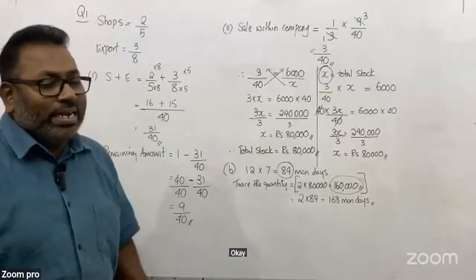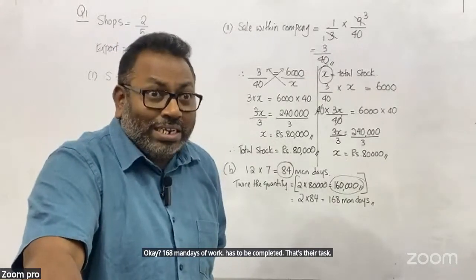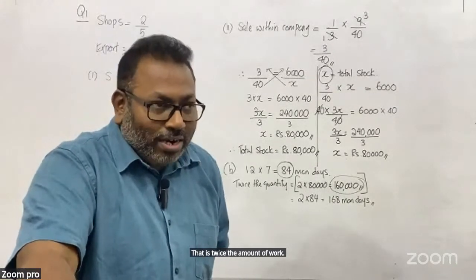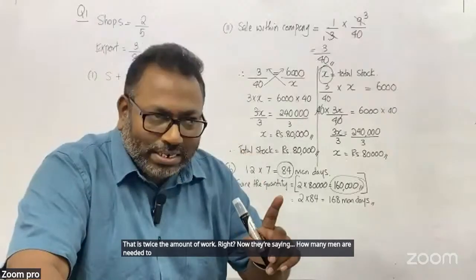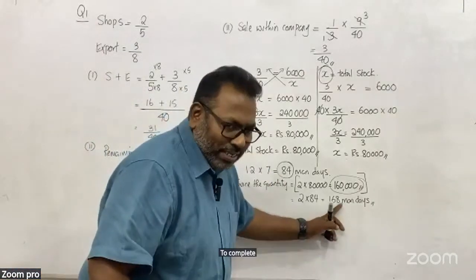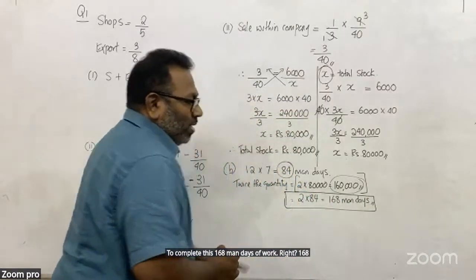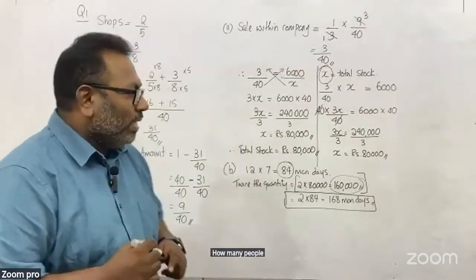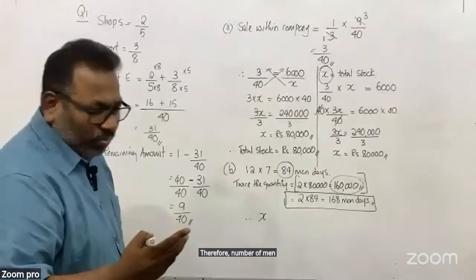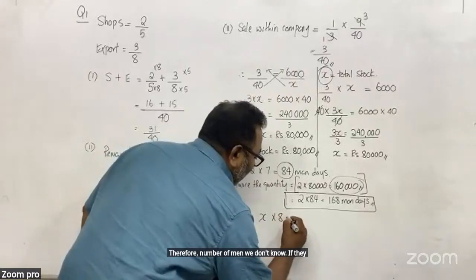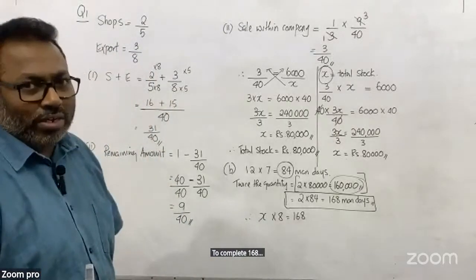Okay, 168 man days of work has to be completed. That's their task. That is twice the amount of work, right? Now they are saying how many men are needed to work for 8 days to complete this 168 man days of work? So how much is that? Therefore, number of men we don't know, if they work for 8 days to complete 168 man days of work.